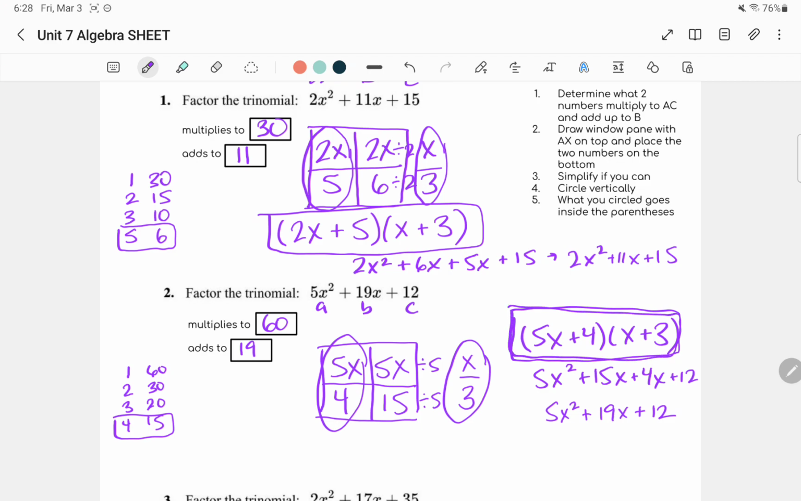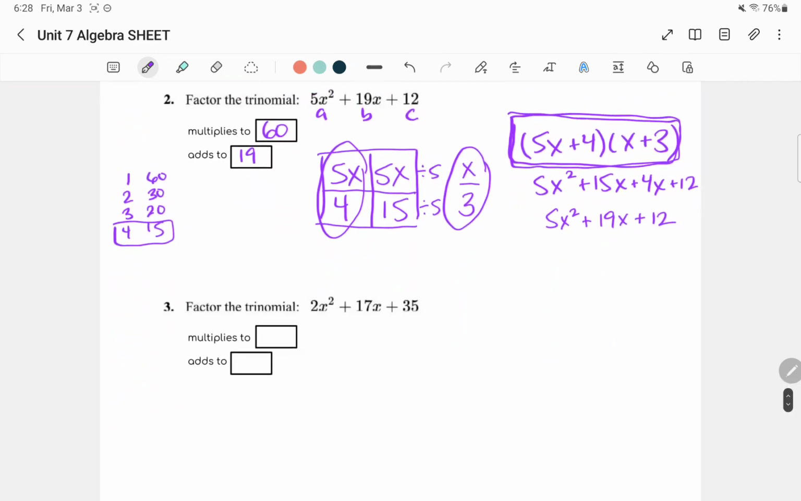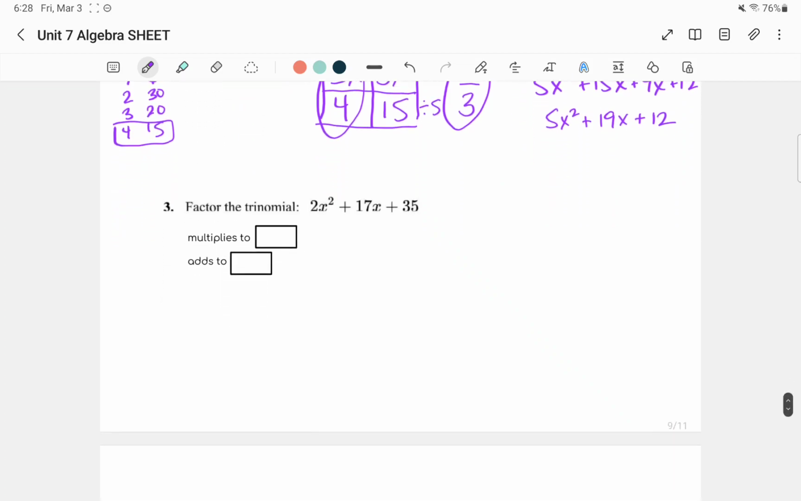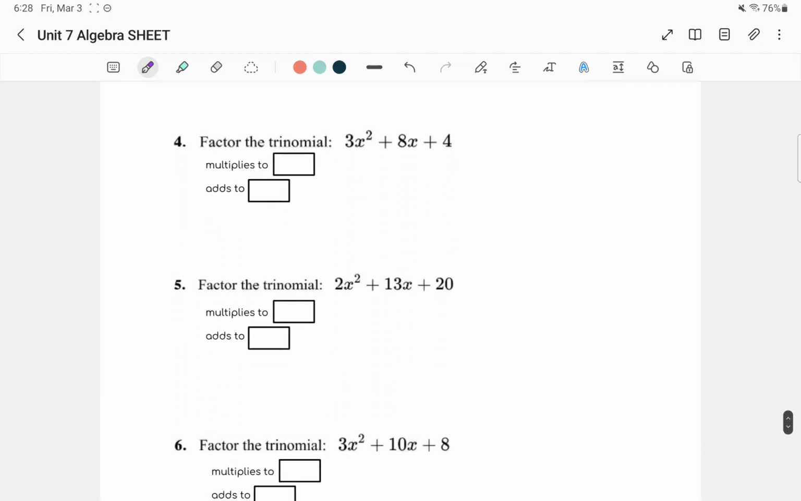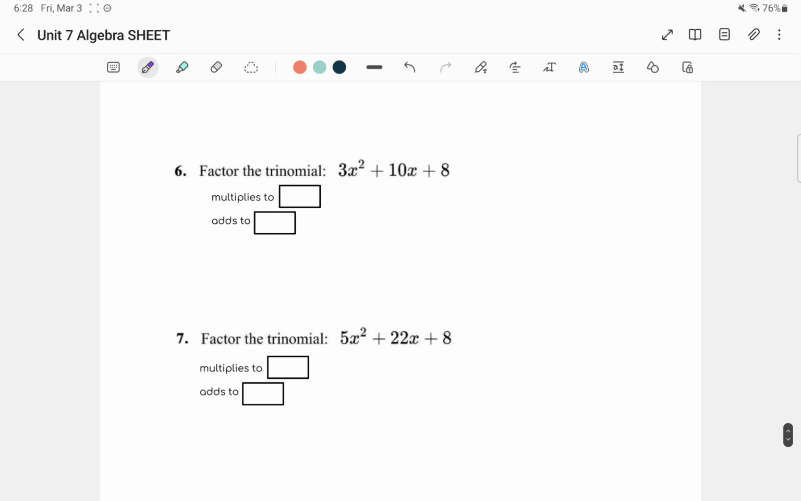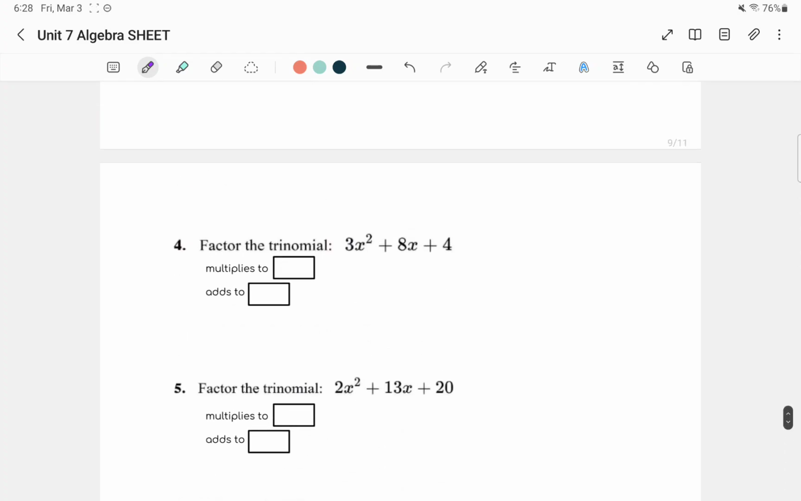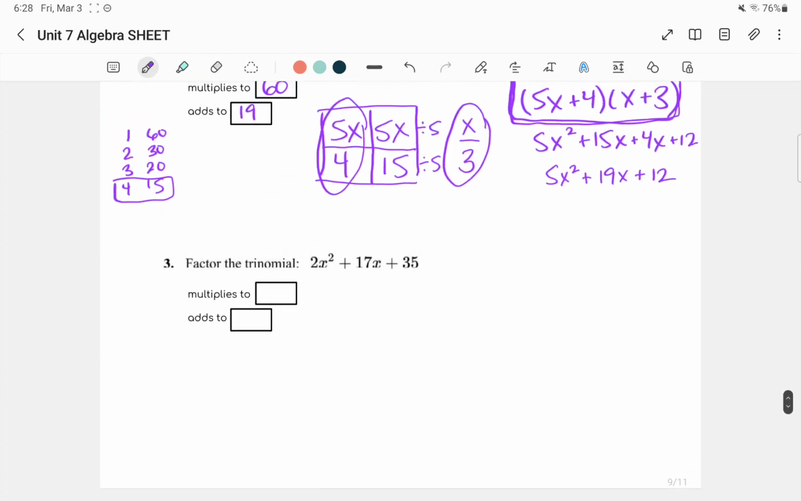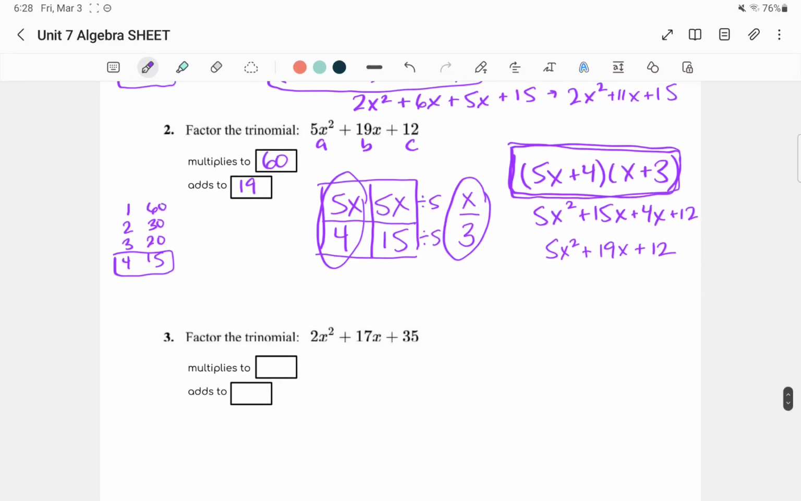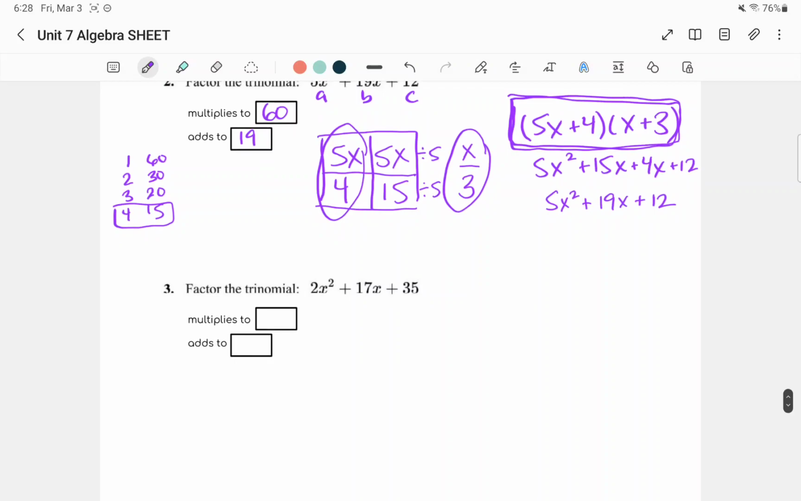All right, let's go on to number 3. So I have 2x squared plus 17x plus 35. Notice that none of these are going to be negative, I believe. No, they're all going to be positive. So that kind of cuts out what was a little bit of difficulty with the last lesson. So no negatives here, just positives. Hopefully I'll make it a little bit simpler, and hopefully we're going to get the hang of it.